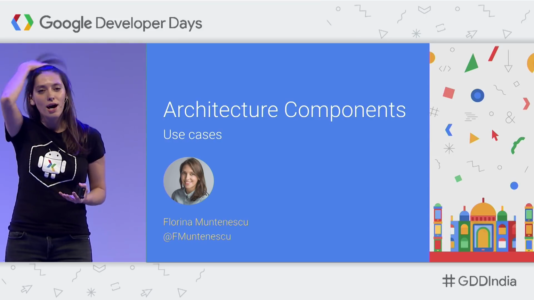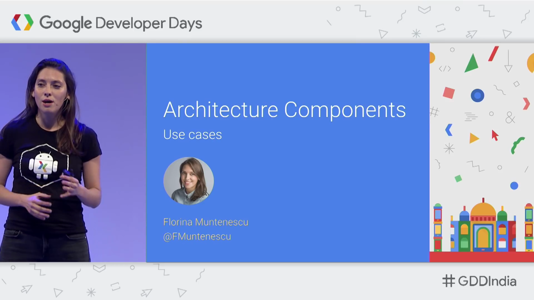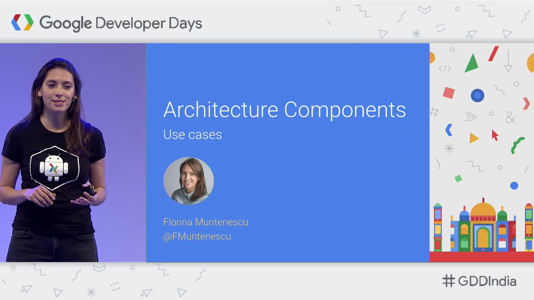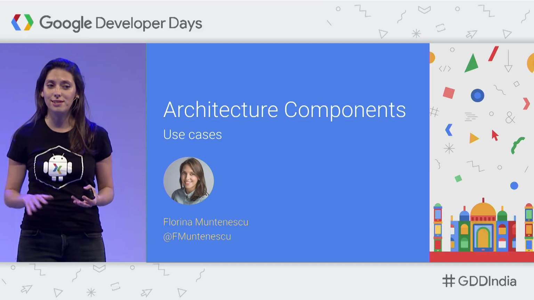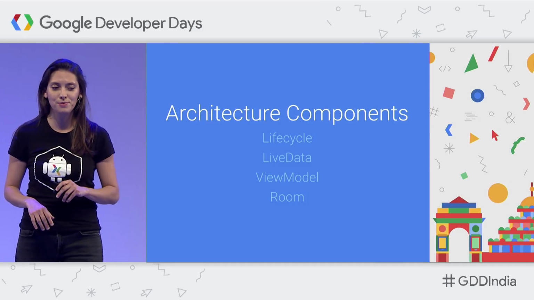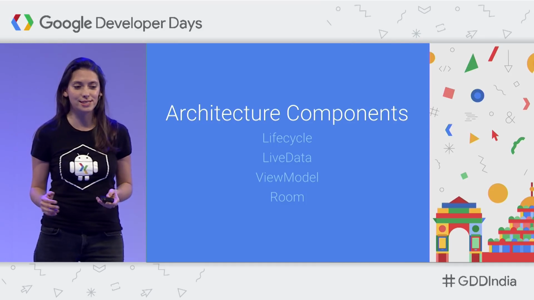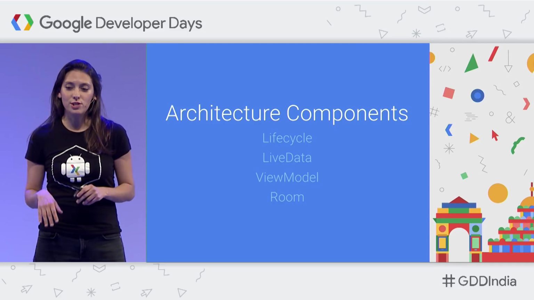And also, I want to tell you a few things about one of the newest additions of the components, the paging library, which is still in alpha. So let's start with the architecture components. We'll go over each of them.